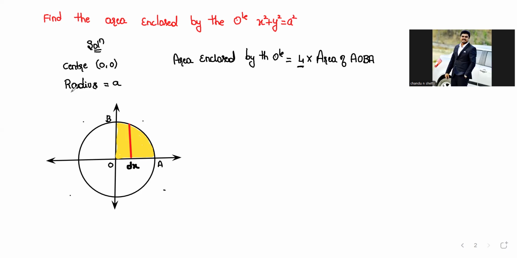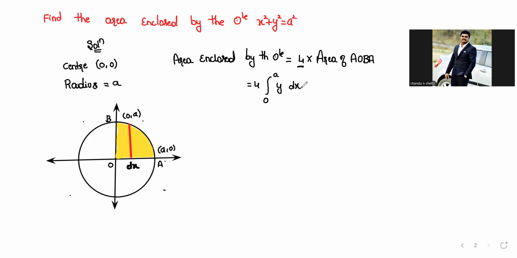Now all of you should observe, already I told you the radius is a. So this point is a comma 0 and this point is 0 comma a. Okay. So now 4 into integral, lower limit is 0 and upper limit is a, so 0 to a, y with respect to dx.